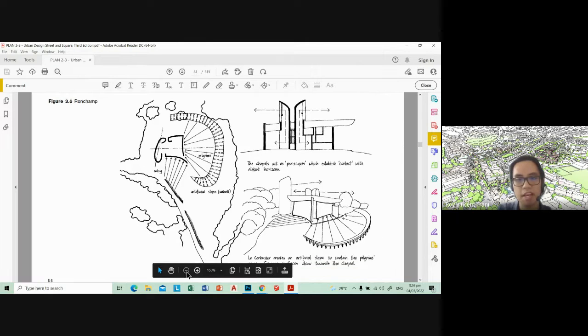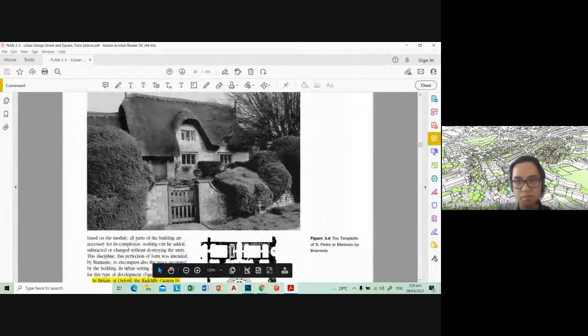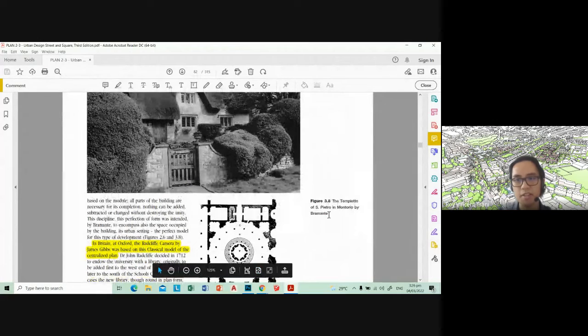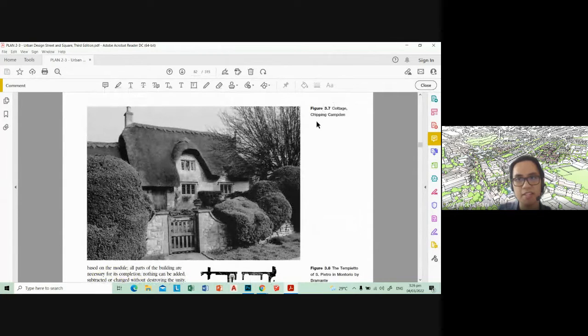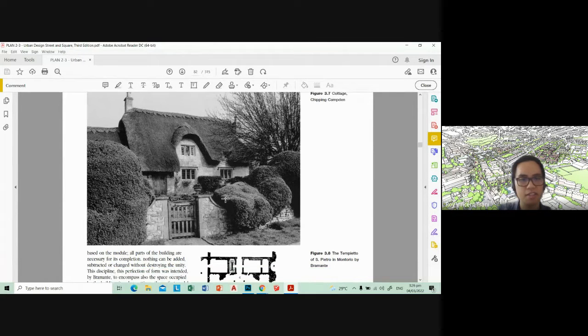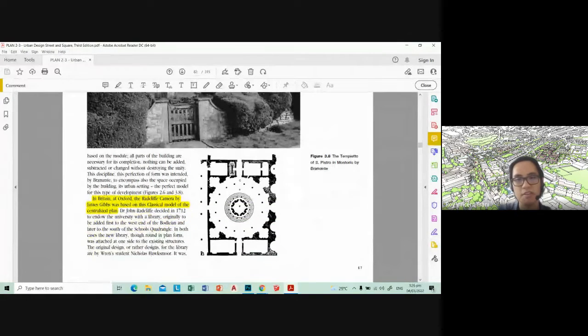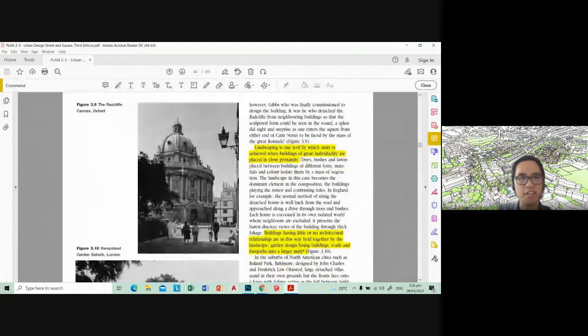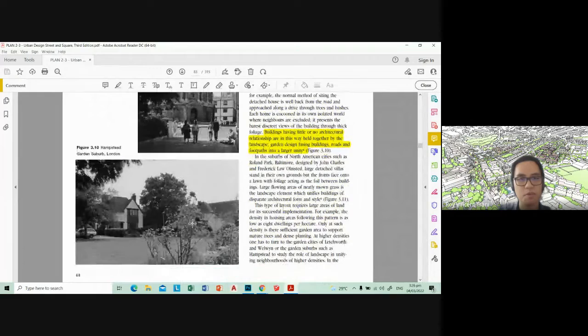The formal example here is, let's see here. He mentions, zooming in, the Tempietto of Saint Peter designed by Bramante. I think this is also in Rome, or if not, Venice. A cottage in Chipping Campden. I think this is an example of a building in a landscape that has a more formal form. So Tempietto over here, and then over here is Hampstead Gardens, suburban London.